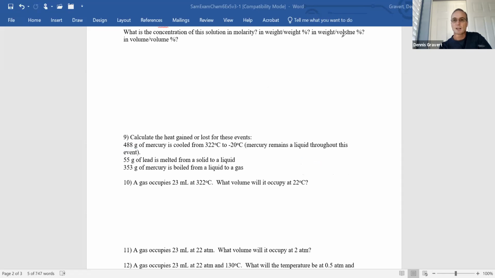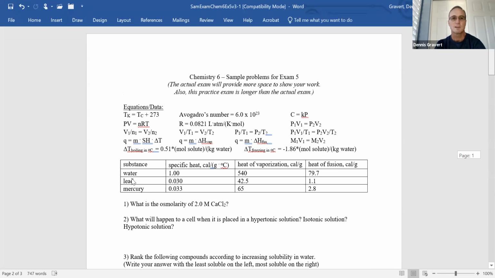And I'm going to lose all my writing, so that's okay. Go up here, and now you use the table. Here's mercury, and there's specific heat. So your conversion factor is 0.033. Use this number. Nice. Okay, I think you can get the rest of them.